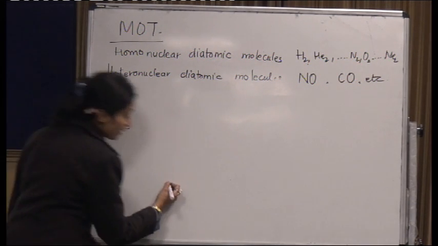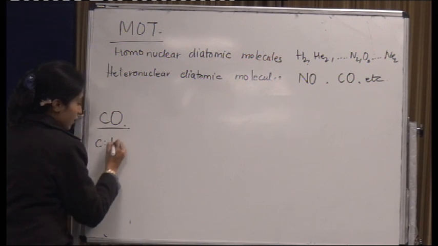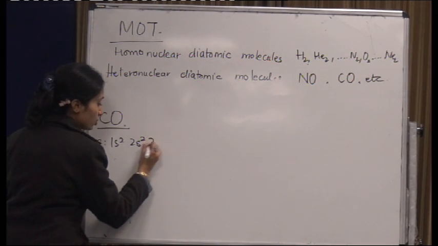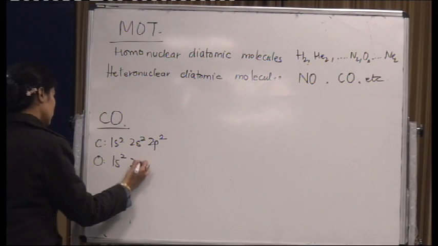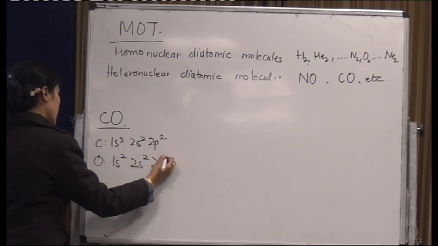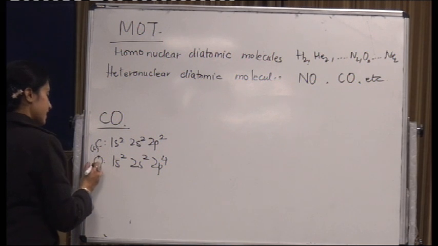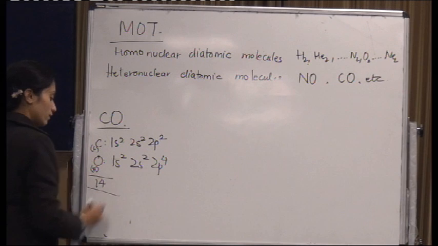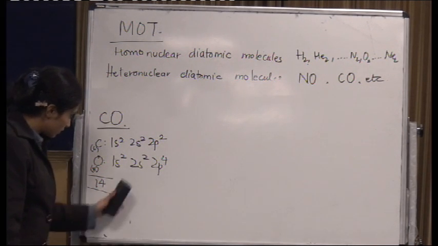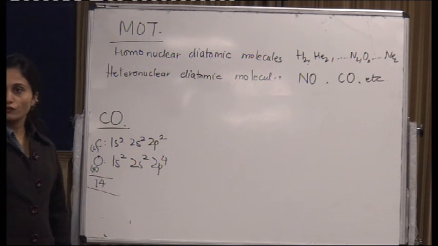Carbon is like, you have carbon as 1s2, 2s2, 2p2. What is your oxygen? How many electrons in carbon? 6. How many in oxygen? Total of? Right? 8 and 6, na? So total of 14 electrons.